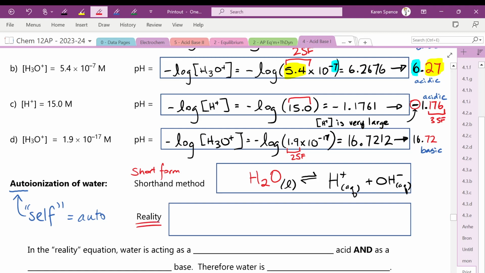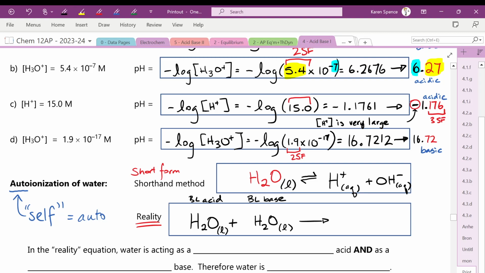What do you think happens in reality? In reality, we don't usually have Arrhenius substances other than our metal hydroxides, which are Arrhenius bases. But mostly things in reality are Bronsted-Lowry acids. And if we have water acting as a Bronsted-Lowry acid, we can also have water acting as a Bronsted-Lowry base, because water is, what's the word? Amphiprotic. Okay.